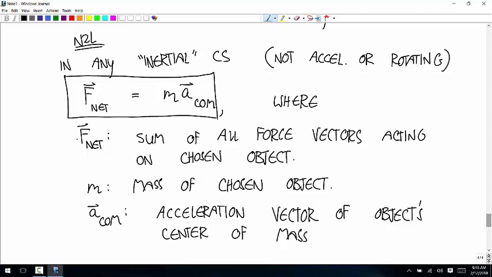I'll say more about inertial coordinate systems, but that's sort of a weird idea. Like, what does it mean for the coordinate system to not be accelerating, not be rotating? I think the easiest way to think about a coordinate system is to think of it as a video camera where you're taking your measurements through this video camera.